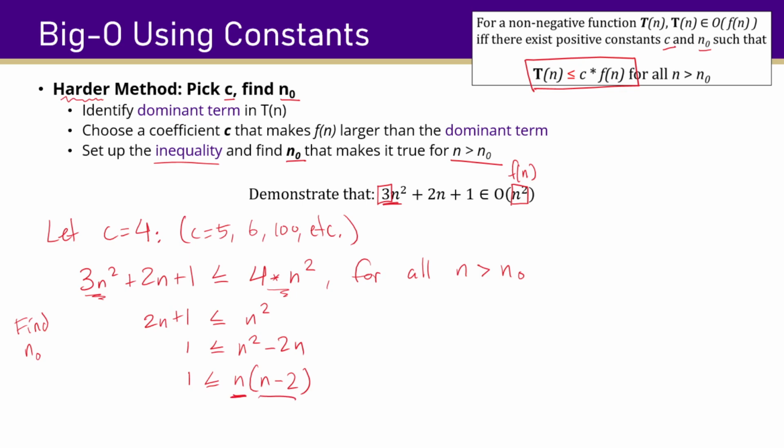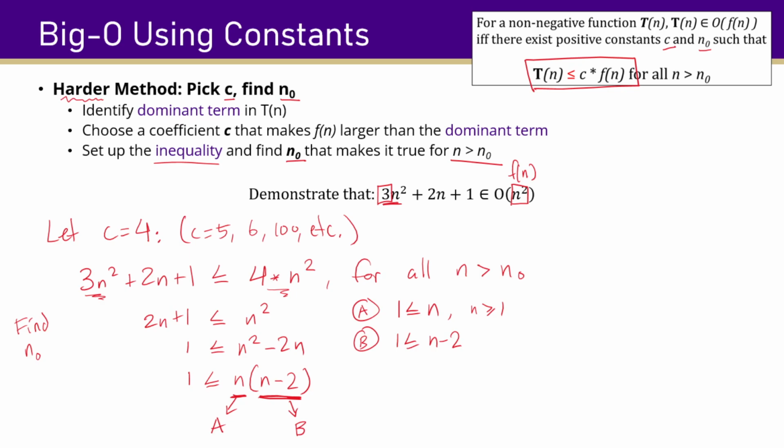So if I can show that each of these individual parts is going to be greater than or equal to 1 for some n larger than a value, then I can show that this whole inequality right here is going to be greater than or equal to 1 for some n. So I'm going to split that into two parts, a and b. Let's go ahead and start with a. So when is the inequality 1 is less than or equal to n true? Well, that is true for n greater than or equal to 1. All right, done.